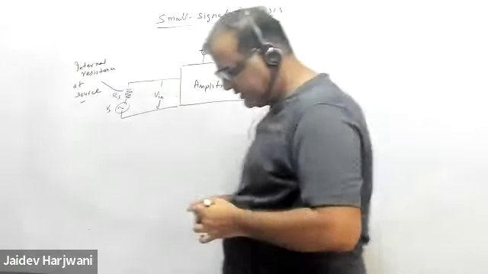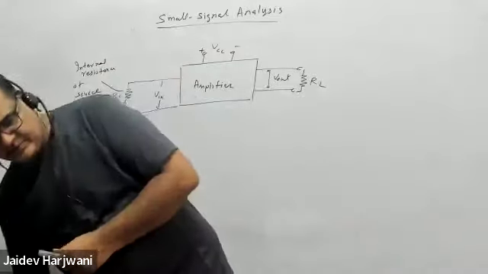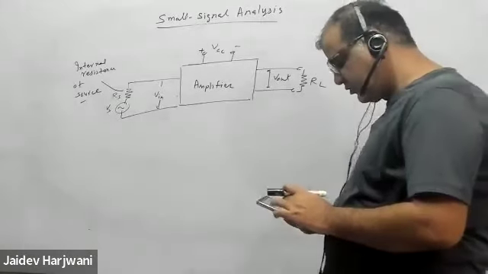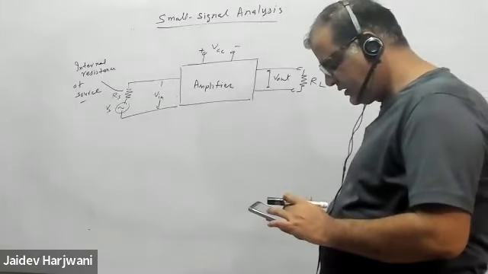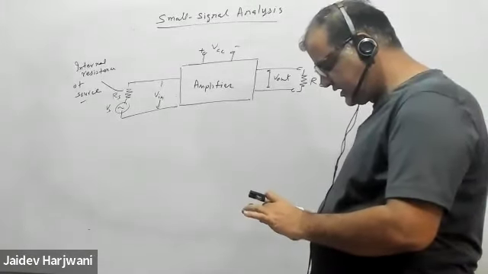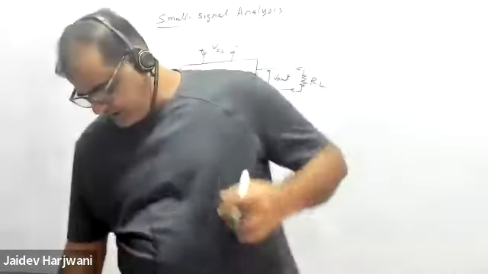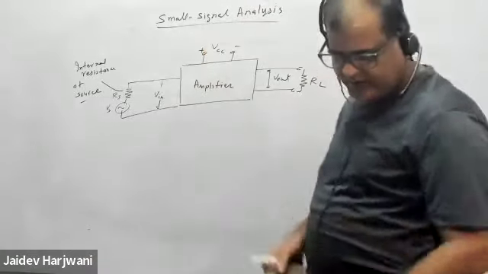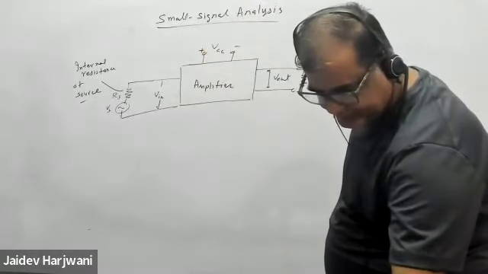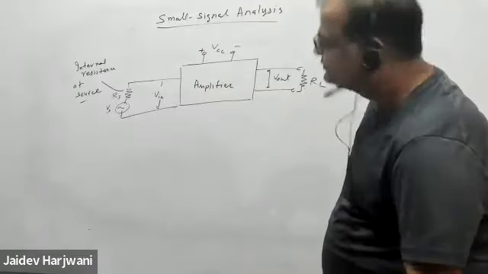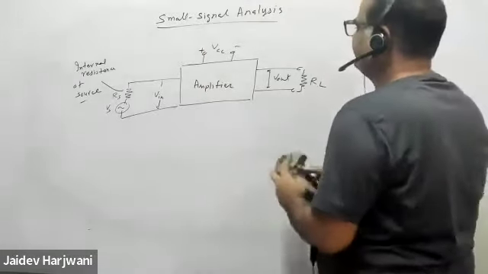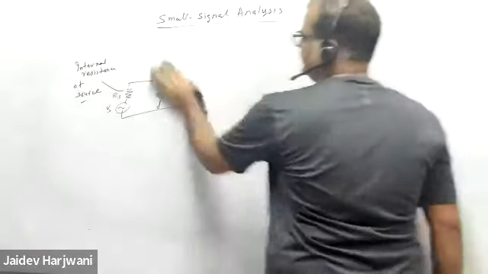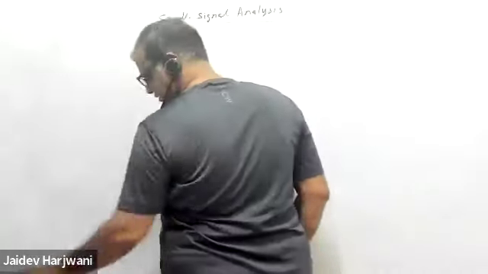So I will show you one example, and then we'll practice some questions on amplifiers, and then we'll go to the next topic, operational amplifier. So let me start with, say, a voltage divider circuit. I'm giving an example of a voltage divider circuit.